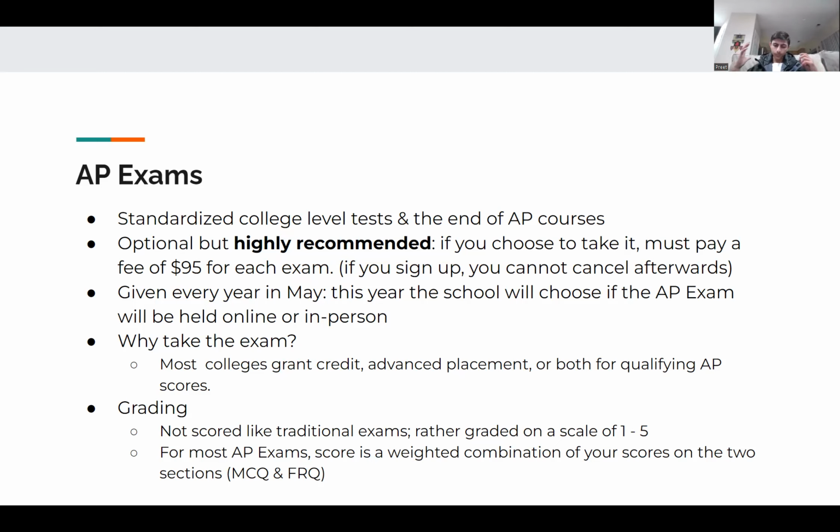Of course, once you sign up, you're basically booked in for a slot, and if you do cancel, there is a cancellation fee. So you might want to think very carefully about whether you want to take the AP exam or not. This is generally given every year in May, so 2 months from now, every single AP course is going to be administering an AP exam. These are either held in person or online. The majority of the time it is online.